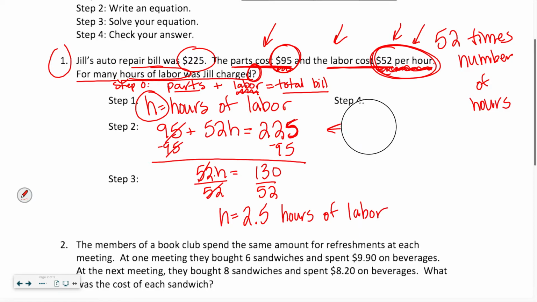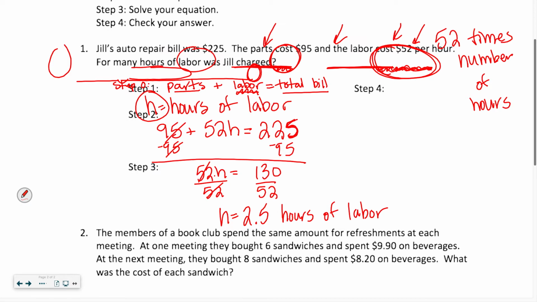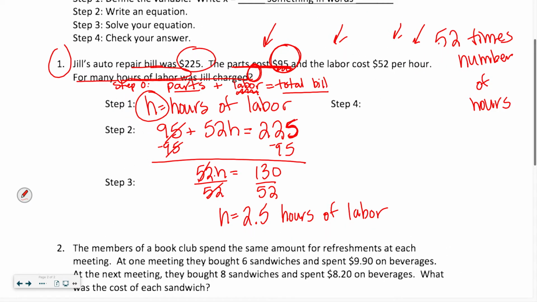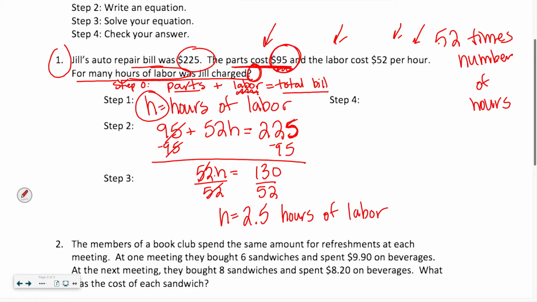Okay, step 4. I'm sorry, getting a bit messy up here. All right, step 4 is up here. Let me see if I can fix things here. There we go. Okay, so step 4 is now to check. Okay, if we haven't gone over that in class, I'll show you right now. So you go back to your original equation. 95 plus 52h equals 225.